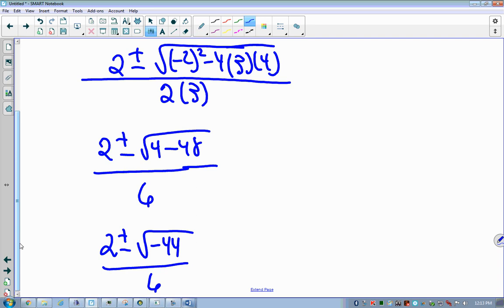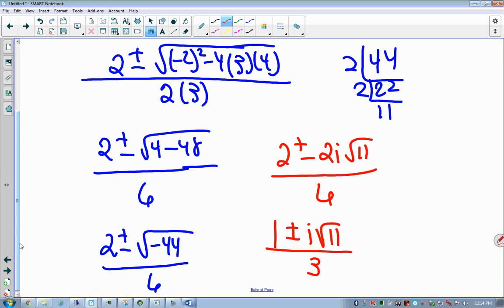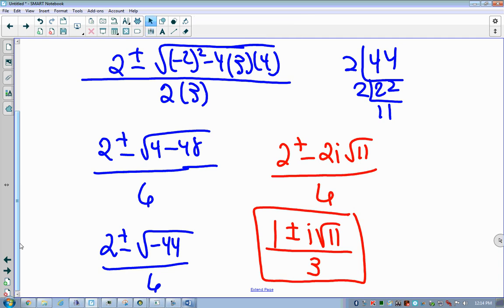Okay, so we're going to take an i out, but 44 is 2 times 22 and 2 times 11. So this, starting a new line here, is 2 plus or minus 2i radical 11 over 6. All right, well that should reduce to 1 plus or minus i radical 11 over 3. Okay, and that is our answer. You can put the i on either side of that radical 11, you just don't put it underneath of it. Okay, so that's number 7. All right, so that's 10, 17, 7. Looks like we got 8, 16, and 11.